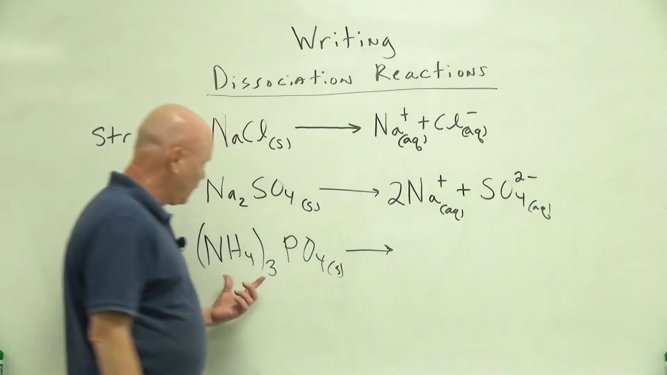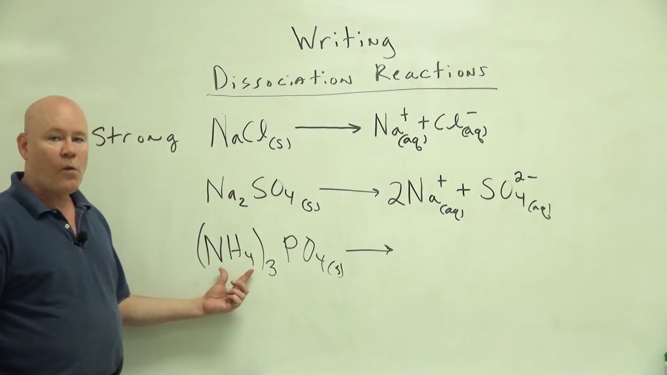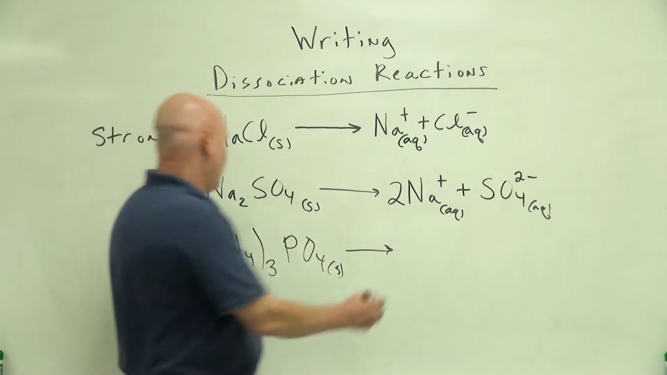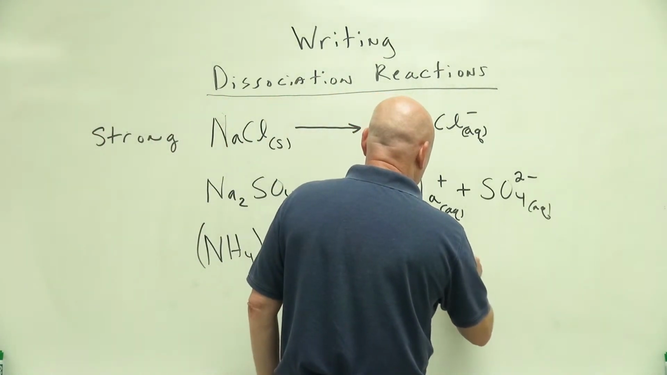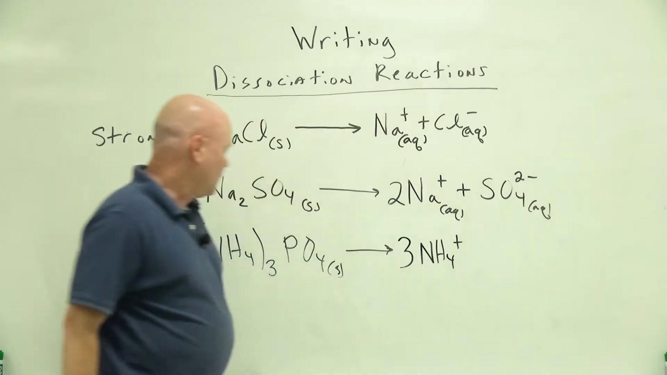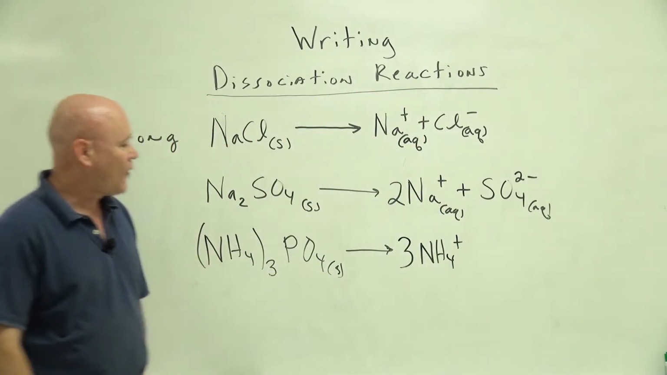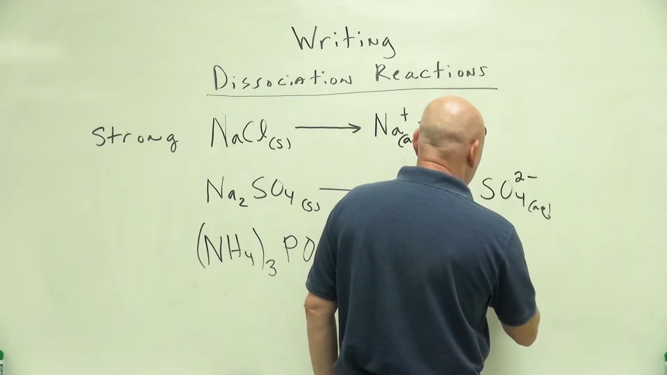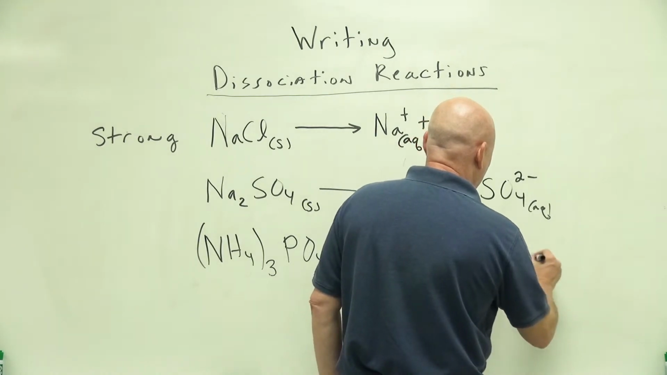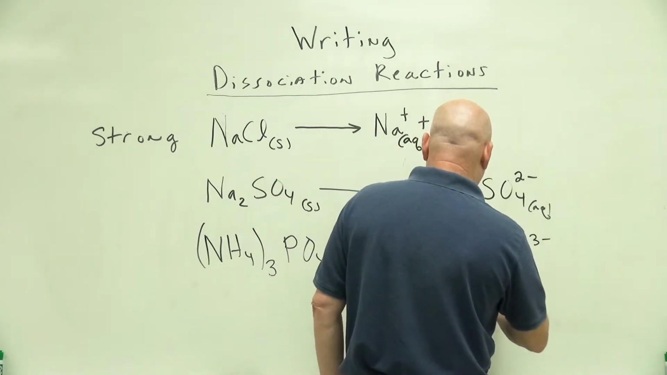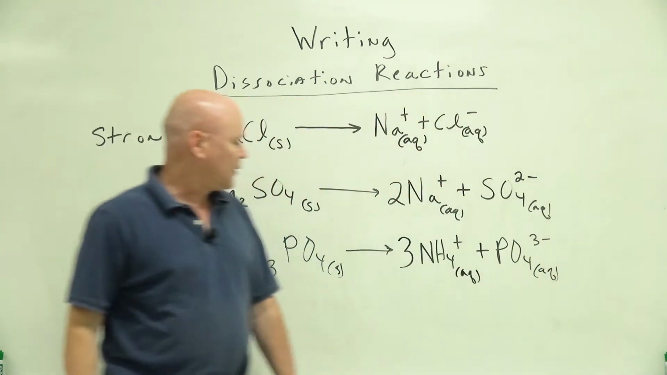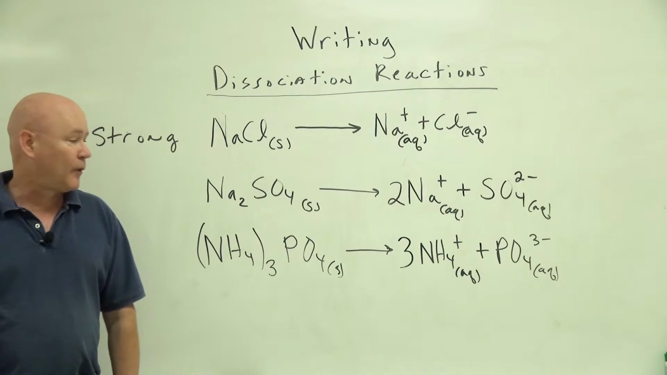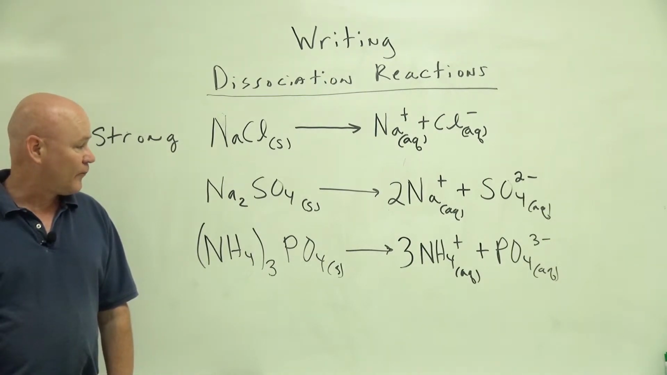Once again, each one of these ammoniums is going to come off one at a time. So you have 3 of them, 3 ammoniums. There you go. We got the 3 ammoniums, and now we have the phosphate that comes off as well. And that's a PO4 3-. Once again, making sure that we add an aqueous, indicating that this is all happening in water.